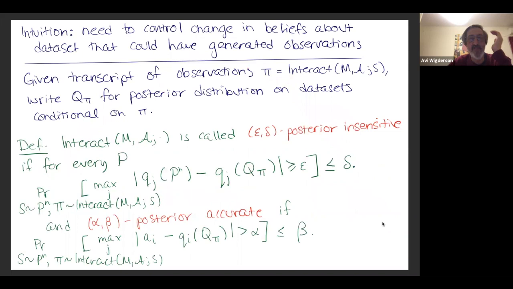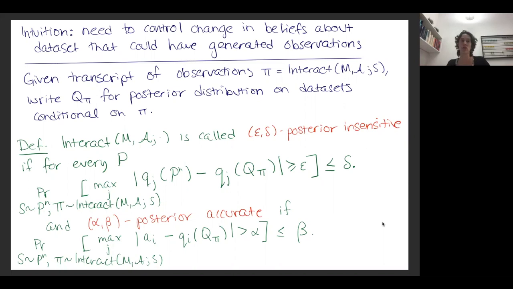Suppose that delta and beta were zero. Right? And so you are really close in both of these, both posterior insensitive and posterior accurate, and assume epsilon and alpha are really tiny. So overall, the answers you give are basically almost exactly the answers you would get on the original distribution. Exactly, and that's what we want. That's the goal of doing science on the sample, is to get answers that are somehow magically close to the true answers on the underlying distribution.